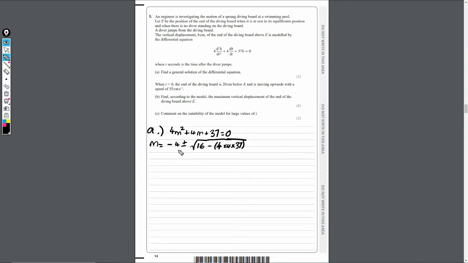Okay. And this is all going to be over 2 lots of a, which is 4, so 2 times 4 giving me 8. So I'm just going to jump straight away to solving this. I won't show all the preliminary steps because it's nice and easy. This is going to give me minus 4 plus or minus the square root of minus 576. So we're going to have some complex roots here. Minus 576 over 8. And then simplifying that, that's going to give minus a half plus or minus 3i. Okay. So we've got that here.